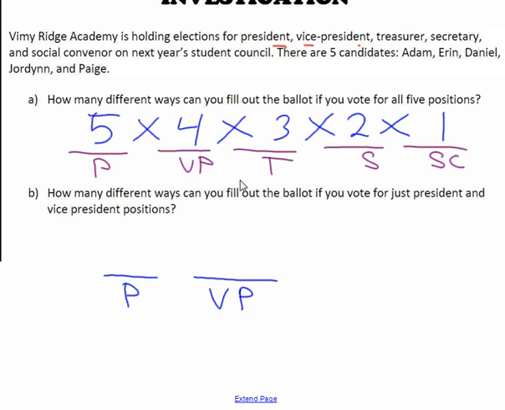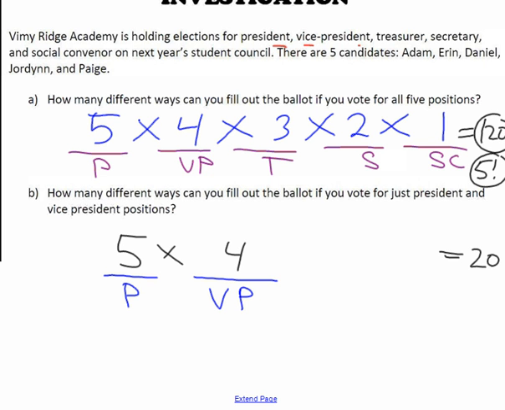So there's still 5 people to pick from. 5. And now you've used 1, so 4. So this one was 5 factorial, which is 120. This one is only 20. 5 factorial up here, 120. But this one is 5 times 4, only 20. Now mathematically, how do you change 120 to 20 using dividing?